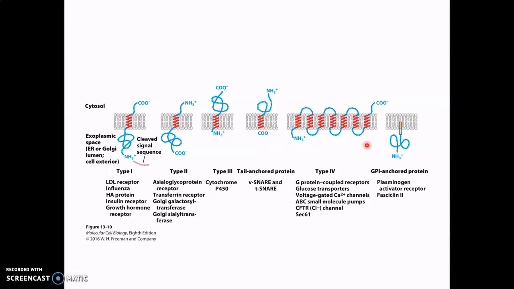Here we have type 4 proteins, which have multi-spanning, and this covers all multi-spanning, and it can be broken up into subgroups, of course. And there is one last style of proteins anchored to membranes, and that's through something called a GPI anchor. And we'll talk about that here towards the end.